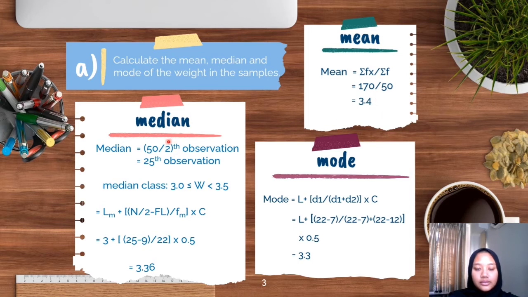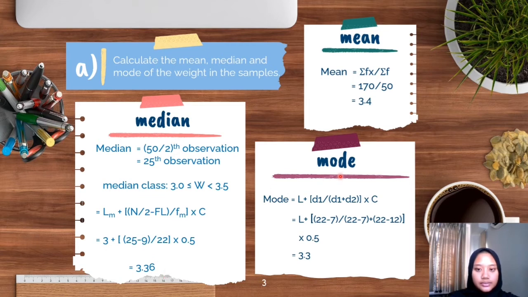For median, we find the n over 2 observation, which is the 25th, and we will get the median class 3 until 3.5. Next, we use this formula to get the median. Lm is the lower boundary for the median class. Fl is the cumulative frequency before the median class. Fm is the frequency of the median class, and C is the class interval. So we will get the answer 3.36.